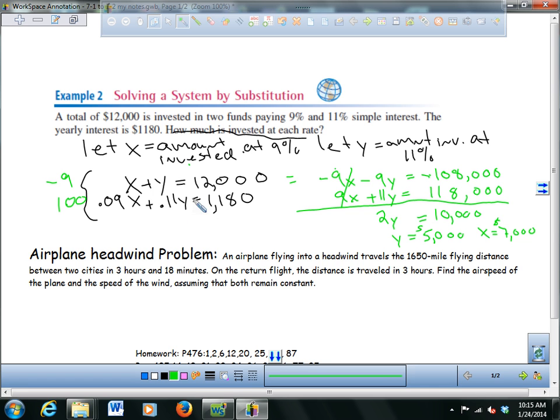And then you could plug into both equations to make sure that works. Like I got this from this equation, but you would want to plug that in there and there to make sure it checks. Okay?